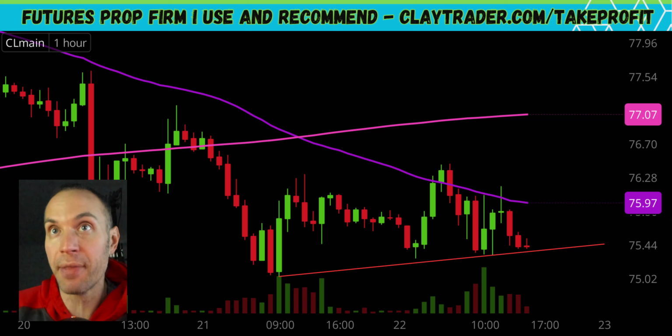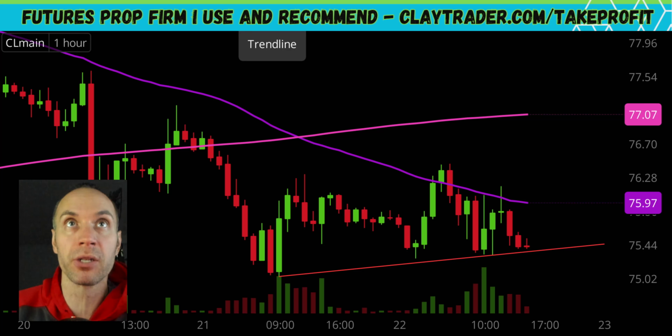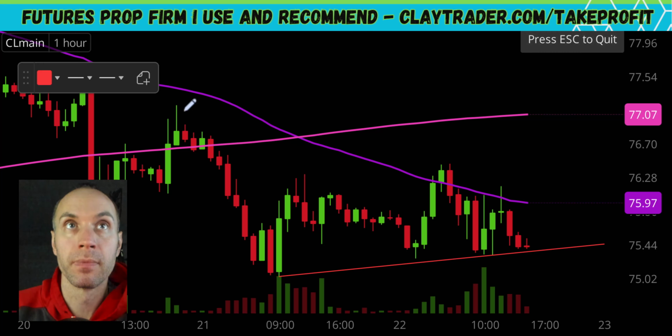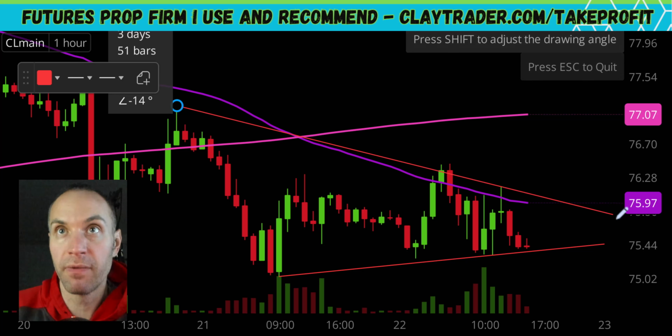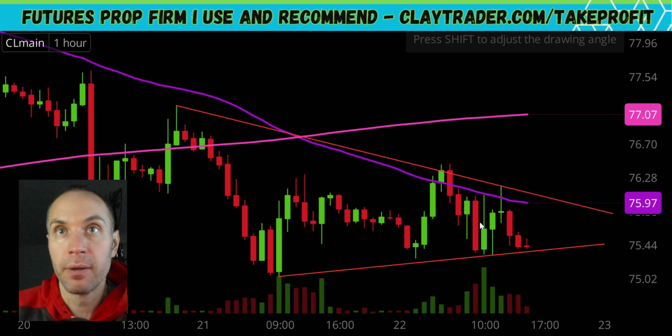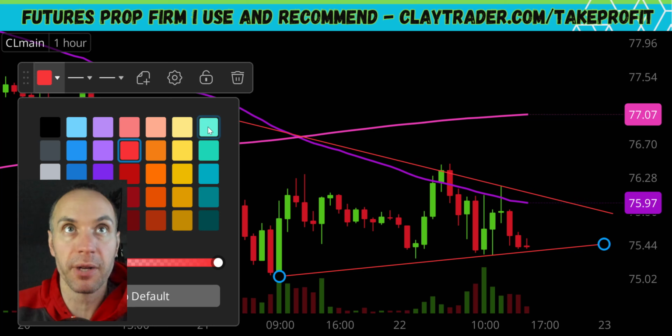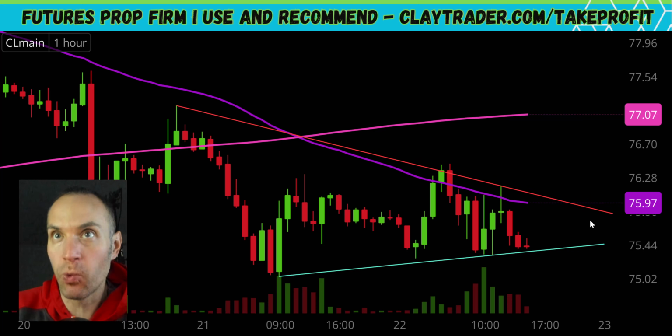So certainly keep an eye on that. As far as areas of resistance are concerned, let's get this level into play right there. And I'm sorry, this should be green because that's an area of support right now. So we have essentially this wedge formation.